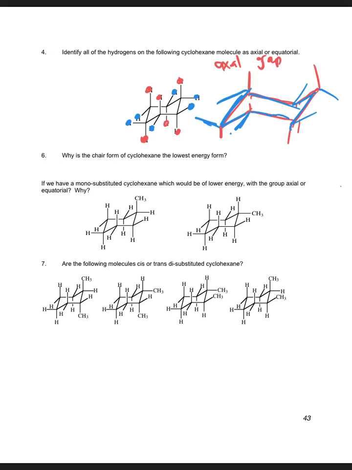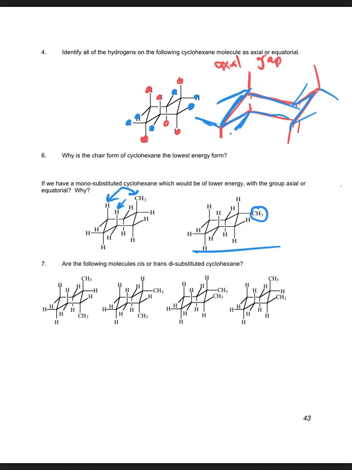Okay, and the chair form of the cyclohexane is the lowest energy form of cyclohexane because the bond angles are as close to the 109.5 as you can get, and the groups are as far apart as you can get. So of these two monosubstituted cyclohexanes, with the methyl equatorial, it's more out from the edge of the molecule, further away from everything. So this one is going to be much lower energy than this one, where the methyl is very close to the hydrogens 1 and 3 from it.